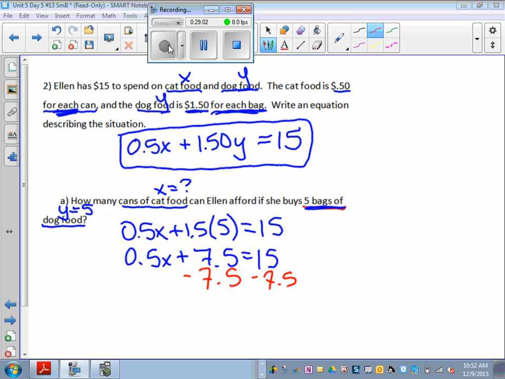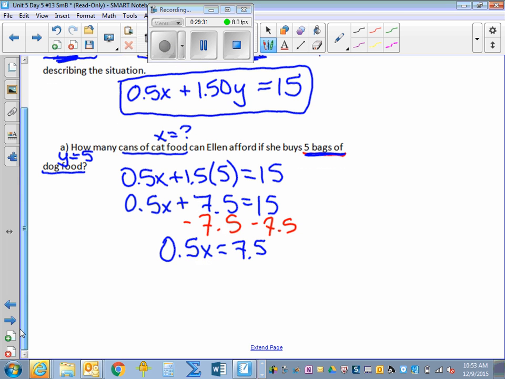Can I combine 15 and negative 7.5? Yes! They're like terms. Do they have any variables with them? No. What's 15 minus 7.5? 7.5! They don't have variables with them, they're like terms. You guys are so scared of just adding and subtracting numbers together. Yes. Okay, now what's my last step?